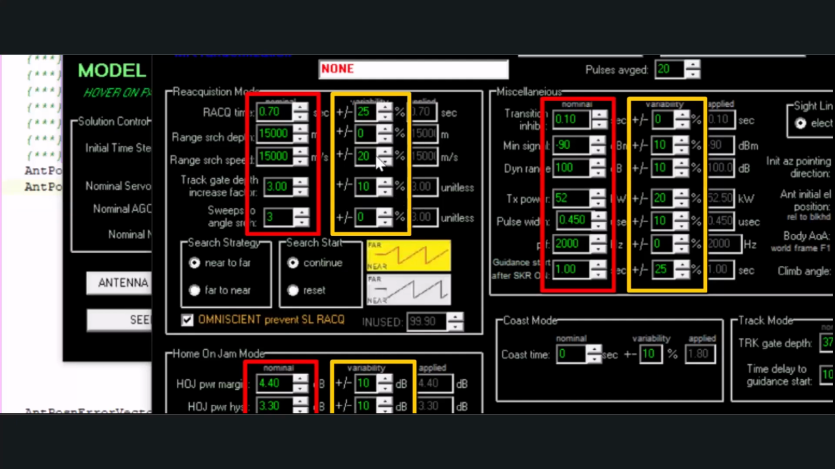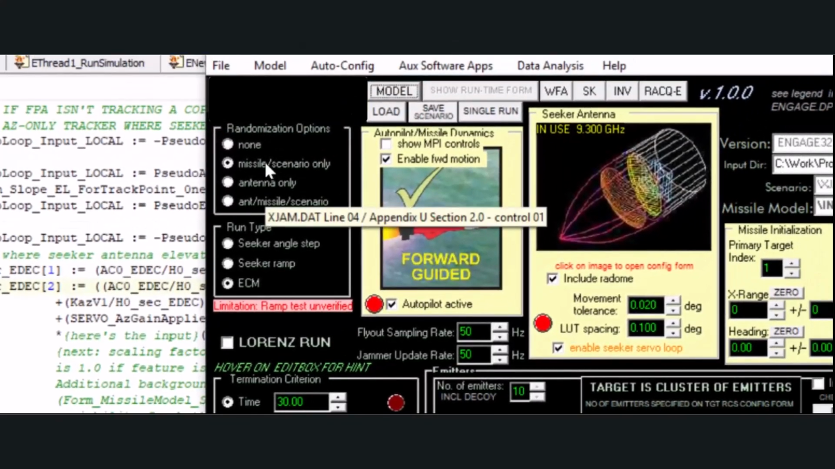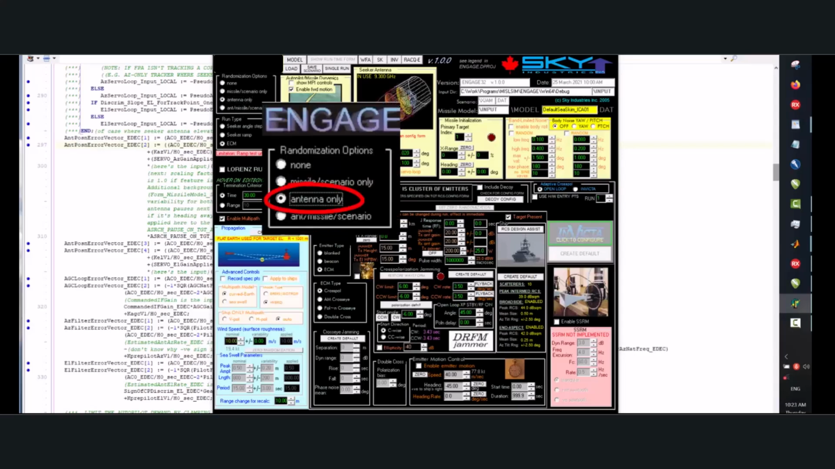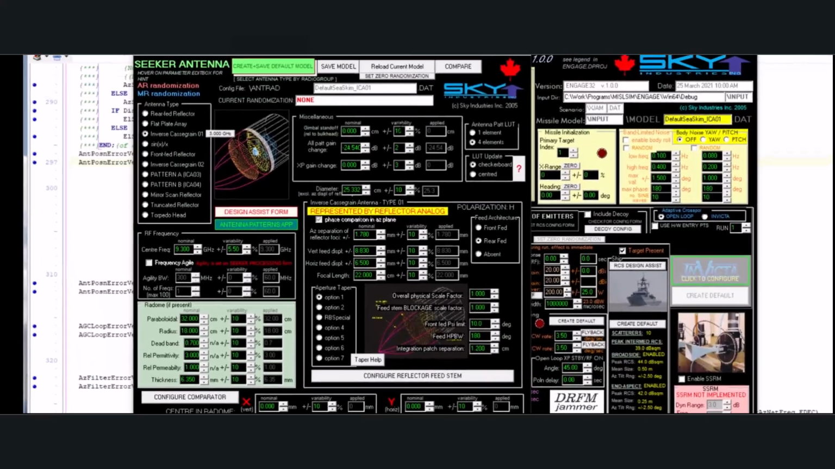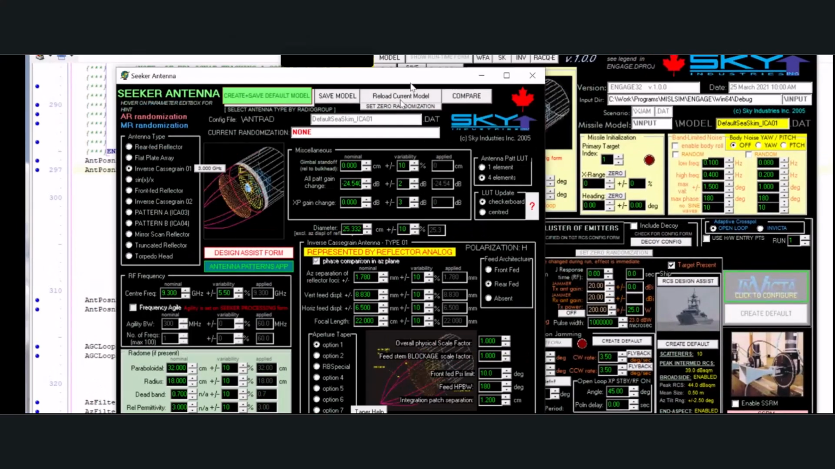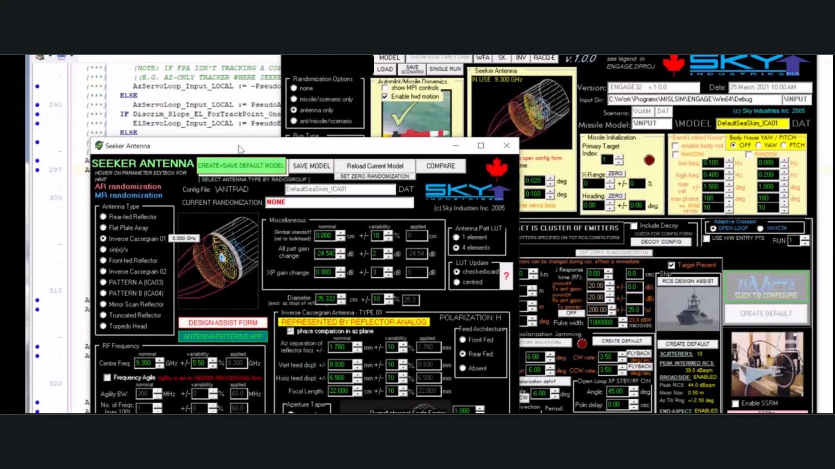If you choose these values, then choose close, and then choose missile and scenario randomization, every time you do a run, it'll pick a new value for each one of those parameters within the bounds that you specify. If you choose antenna only, then here's the antenna model. That's got a bunch of parameters on it. Same story, only when you're randomizing just the antenna, then the missile parameters are all nominal values, but the antenna itself, special case, antenna and radome, they're randomized like this.